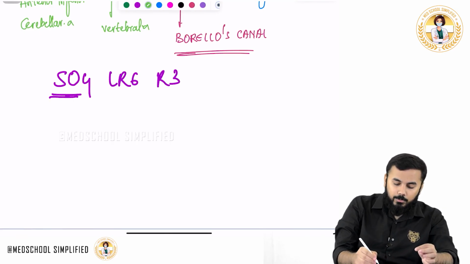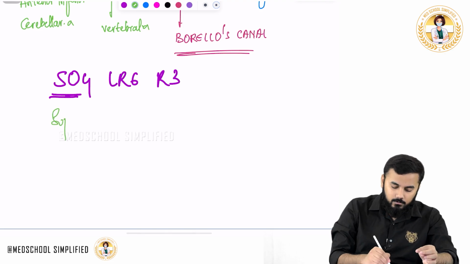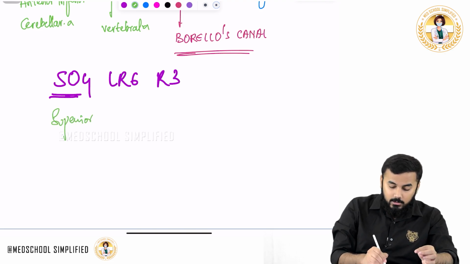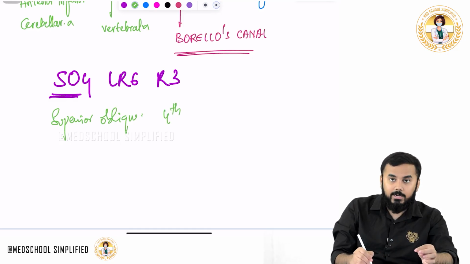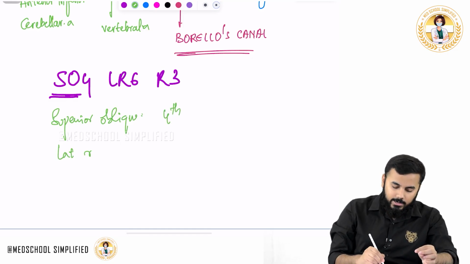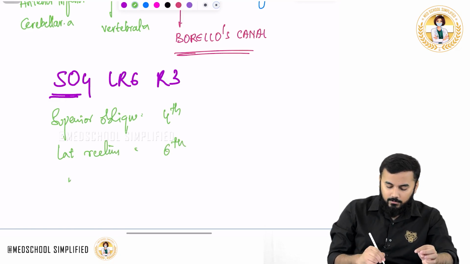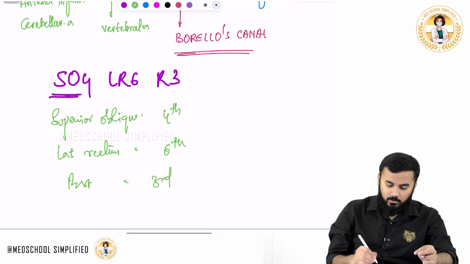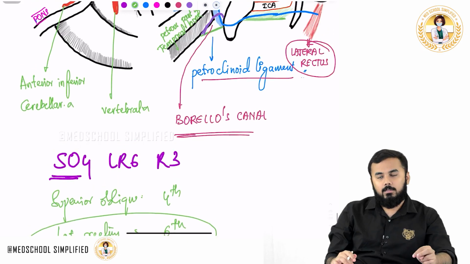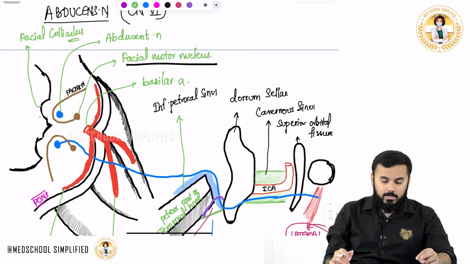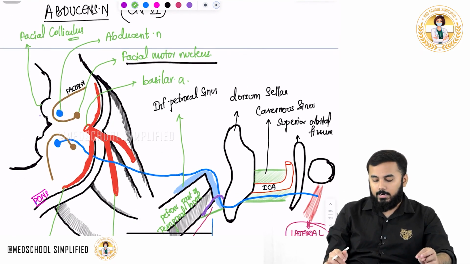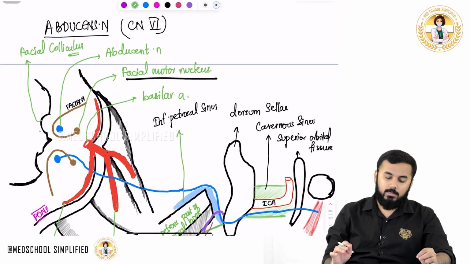So again you just have to remember this very important thing, that SO4 LR6 R3. SO4 in the sense the superior oblique is supplied by the fourth pair of cranial nerve. Next, lateral rectus is supplied by the sixth pair of cranial nerve, and the rest are supplied by the third pair of cranial nerve. Okay, so lateral rectus is supplied by the sixth pair of cranial nerve. That is the nerve that is supplying the lateral rectus. So this is all you need to know regarding the abducens nerve, guys.